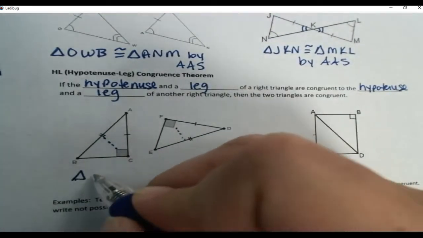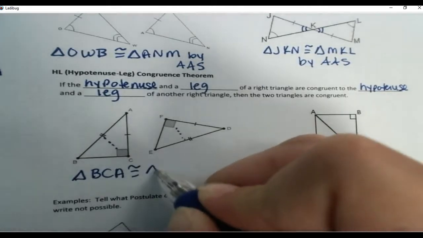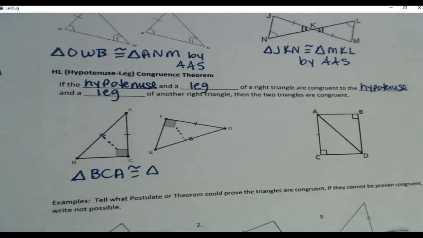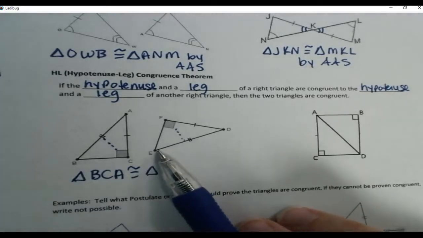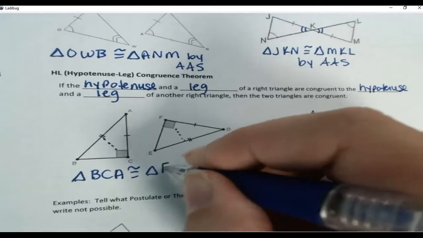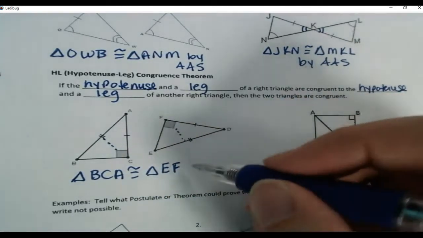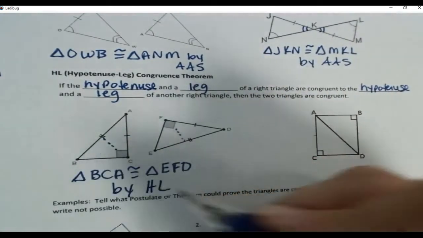So triangle BCA is congruent to... so B matches E. C is the right angle, so it matches F, and then A matches D. Good. By hypotenuse leg.